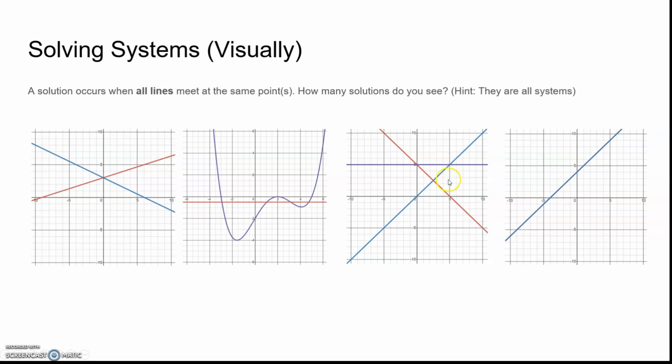A solution occurs when all the lines meet at those points, right? Visually, what this means is, where do our lines touch? I have 2 lines here, 1 and 2, right here, and they touch right here. That is a solution to our system. It satisfies both equations for this value.